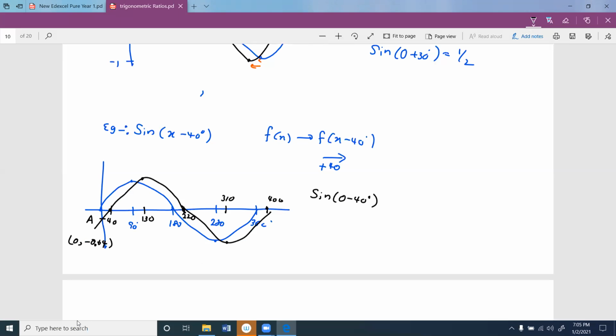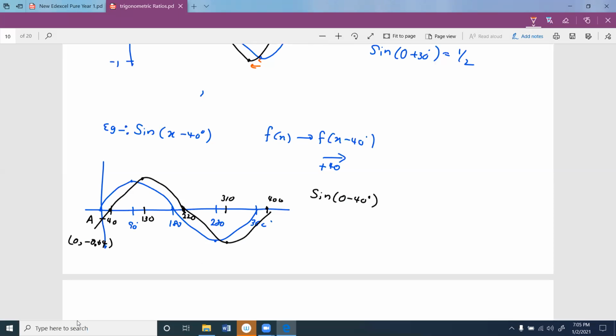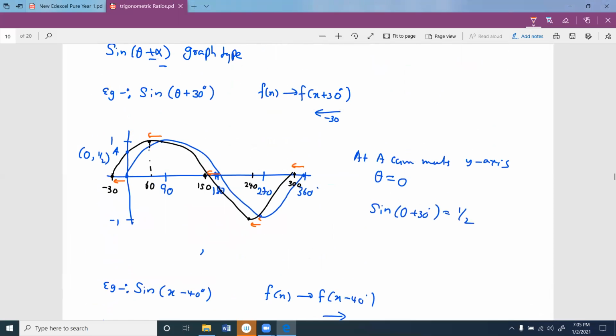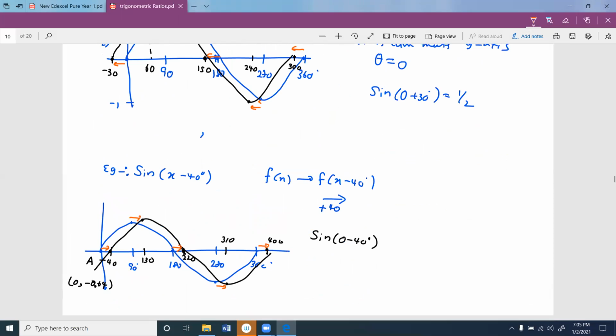The only thing is that all of these points are shifted by 40 to the positive side. So this has gone up 40 to the positive side. Here also positive 40. Here also positive 40. Here also positive 40. That's the shape of the graph where we can see sine(x minus 40). If it is x plus 30, it goes to the negative side by 30. If it is minus 40, it's going to the positive side by 40. Cos also has the same nature, right? Okay.